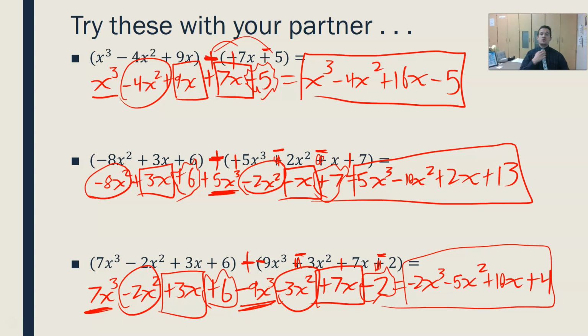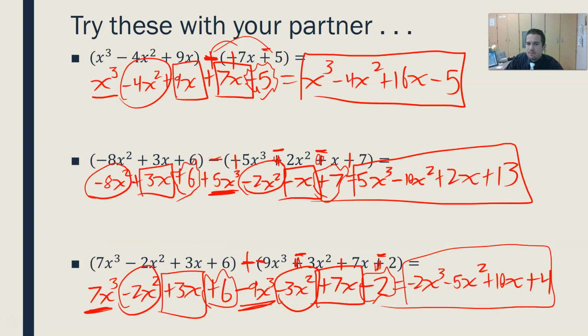Okay, so that's all we're doing. The only difference between adding polynomials and subtracting polynomials is when I have this minus in front of a set of parentheses, that minus has to distribute to every term inside that parentheses on the right-hand side, which will change each of the signs.